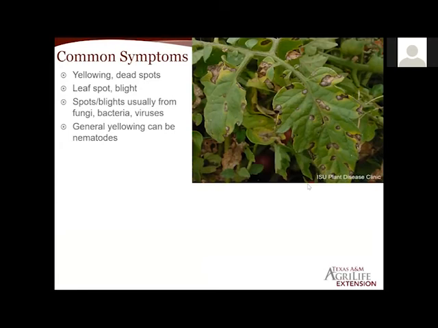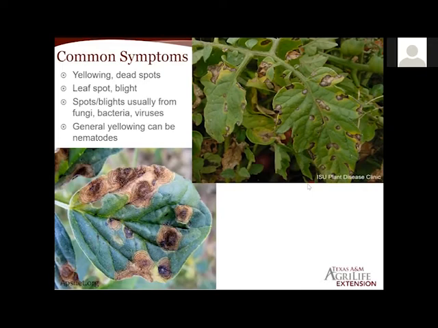All right, so some really common symptoms I'm sure you've come across: yellowing and dead spots, leaf blight, leaf spot. Spots and blights are often going to be from fungi, bacteria, and viruses in that order in my experience. That doesn't necessarily mean it will always be true in every case ever, but that's just the order of prevalence for my area and vegetables specifically. General yellowing through the whole plant and just unthriftiness can be nematodes, just a little clue there for y'all.